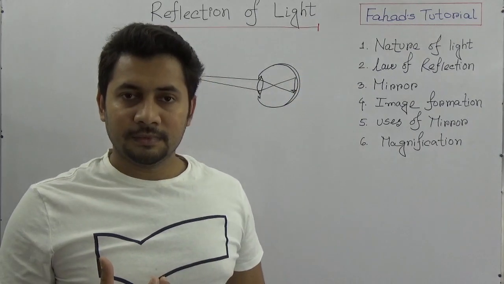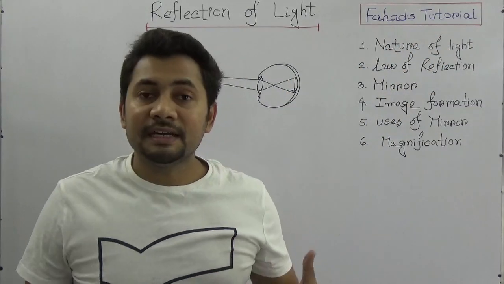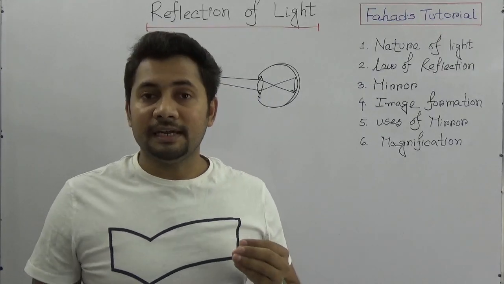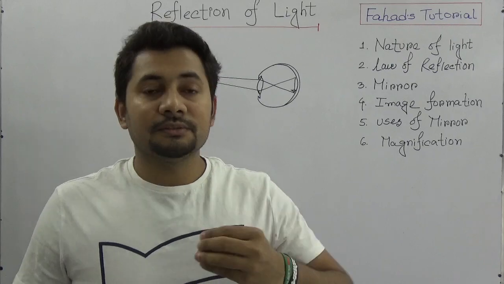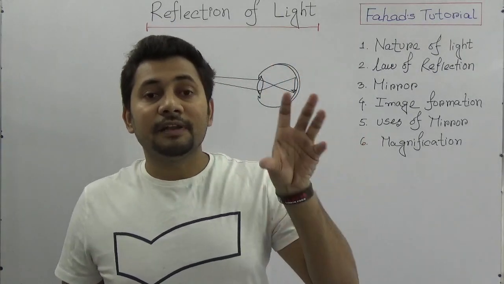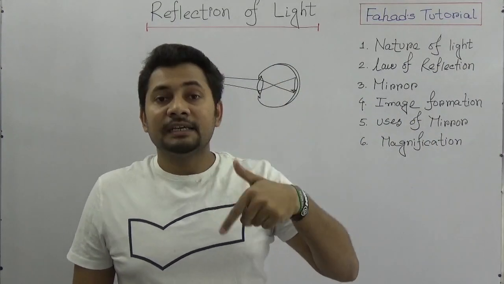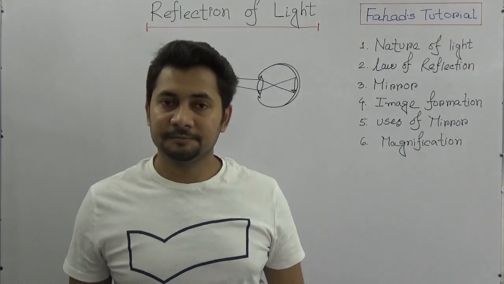So when we switch the light off in our room, we can't see anything, because light is coming to our eyes from nowhere. Our eyes do not create any light. The sensation of seeing anything depends on light falling on an object and then reflecting to our eyes, then our retina forms the image and we can see the object.